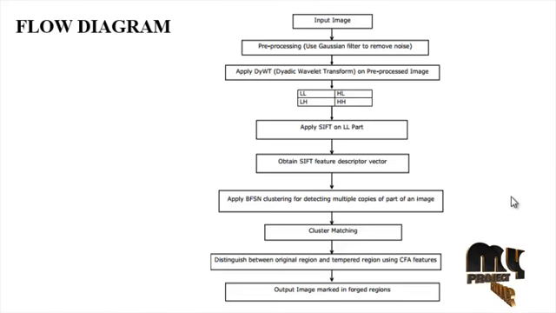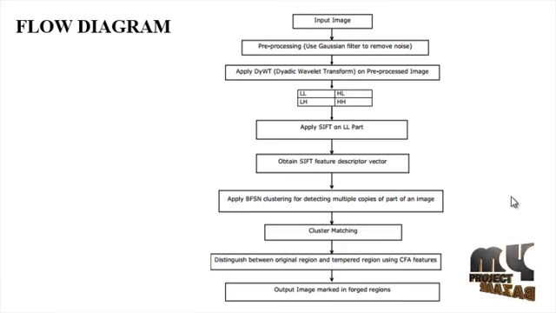We apply the SIFT feature extraction on the LL part, applying the SIFT feature descriptor vector. Then we apply BFSN clustering for detecting multiple copies of a part of an image. Then we calculate the cluster matching, so how the region will be calculated for the first input image. Then we find the difference between the original region and the tampered region using the CFA feature, that is the color feature extraction.